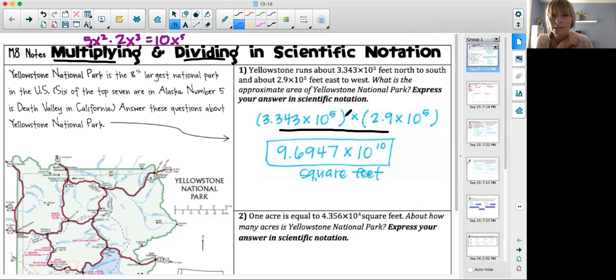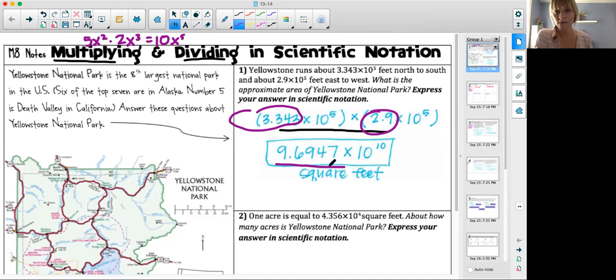Guess what? That is precisely what I did on problem number 1 over here. I multiplied the coefficients. Go ahead, grab your calculator right now. Get the actual feel of typing this in, so your brain really processes what Miss McGowan did. Oh, she typed in her calculator. Ready? Do this with me. 3.343 times 2.9. Multiplied the coefficients. And that's precisely where I got that 9.6947 number. That is coming from multiplying the coefficients.